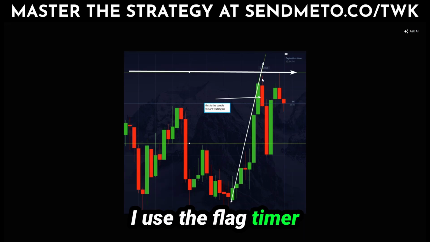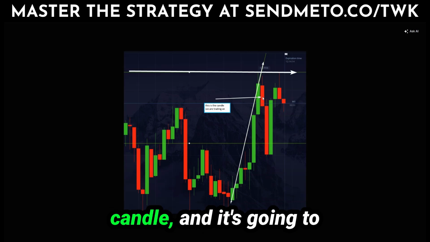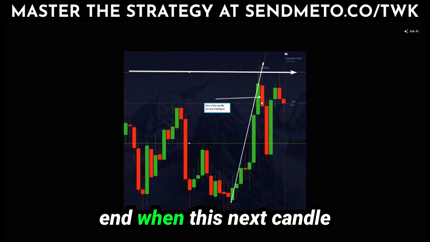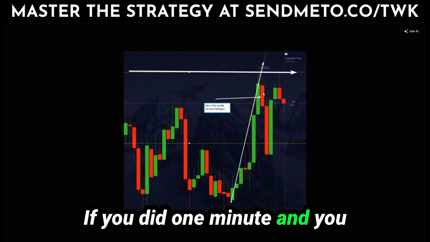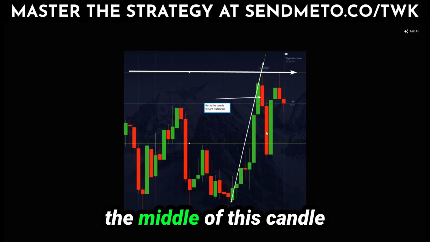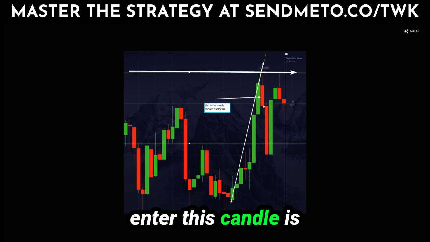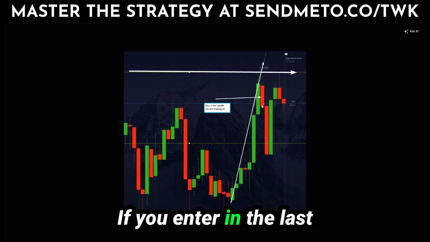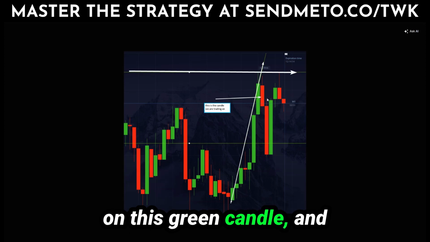I use the flag timer for multiple reasons, but basically you can trade at any time on this candle, and it's going to end when this next candle starts on the first second. If you did 1 minute and you didn't enter your trade until the middle of the candle, now your trade doesn't end until the middle of this candle because it's a full minute. The only time you can't enter this candle is the last 5 seconds. If you enter in the last 5 seconds, your trade is going to end over here on this green candle and you'd be stopped out.